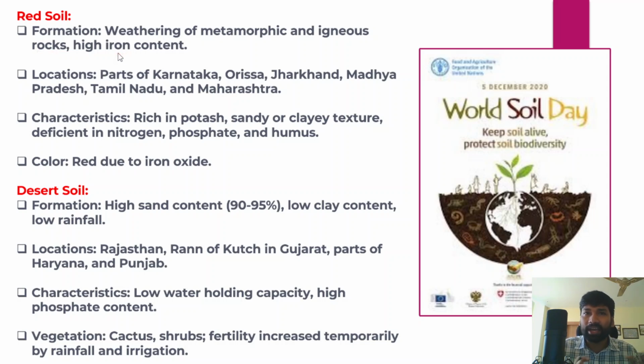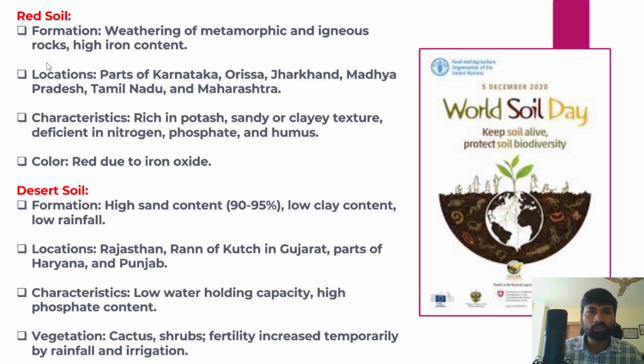Now when we talk about different types of rocks, there are three types of rocks. I hope all of you know about these three types: igneous rocks, metamorphic rocks and sedimentary rocks, right? So these red soils are formed with the weathering, the gradual erosion, of both metamorphic rocks and igneous rocks, and very often these red soils are red in color because of high iron content. Even if you look at the planet Mars, it is also red in color because of the high iron content in its soil. When we talk about the locations where red soil is found, it includes parts of Karnataka, Orissa, Jharkhand, Madhya Pradesh, Tamil Nadu and Maharashtra. So these are the different regions where these red soils are widely found.